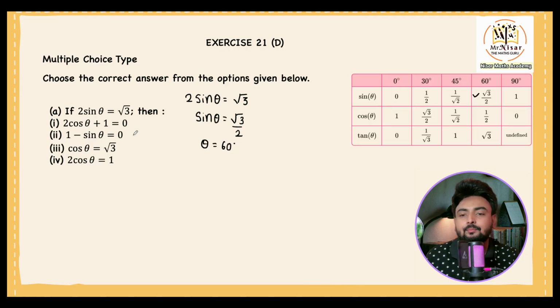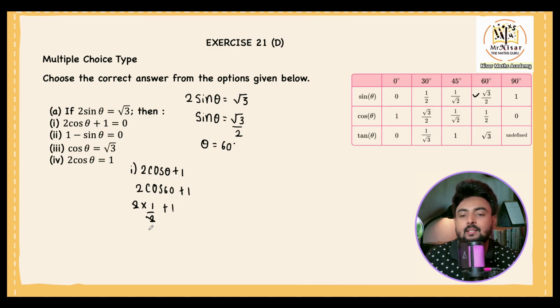Now children, see what we have to do. We have to put this value of theta in all the 4 options, and after putting that value, the LHS should be equal to RHS. So I'll take the first option here. It's given 2 cos theta plus 1. The value of theta we have is 60, so 2 cos 60 plus 1. See, this you have to do very quickly. Here I am explaining you, so it will take time. Cos 60 is nothing but 1 by 2. So I'll write here 2 times 1 by 2 plus 1.